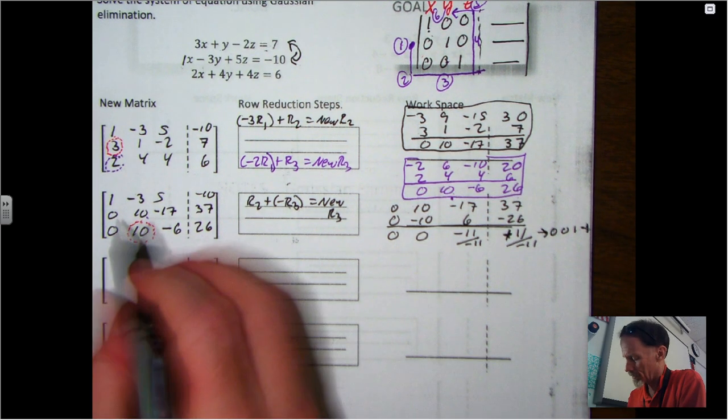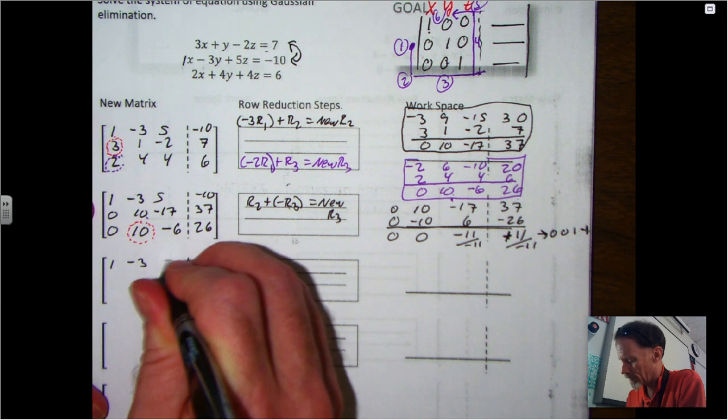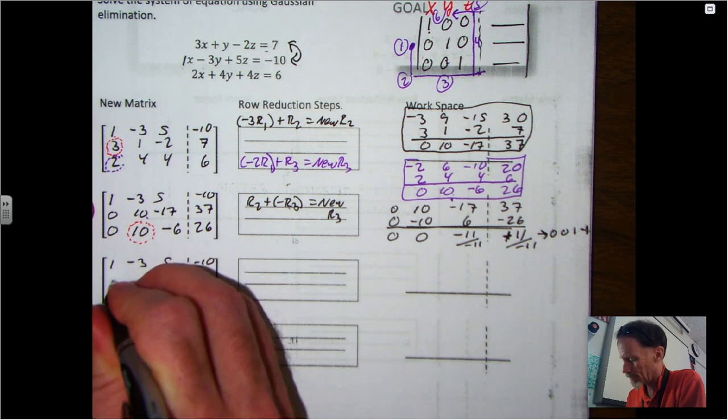Okay, so my new matrix. So top row still hasn't changed. It's going too soon, I promise. Second row.